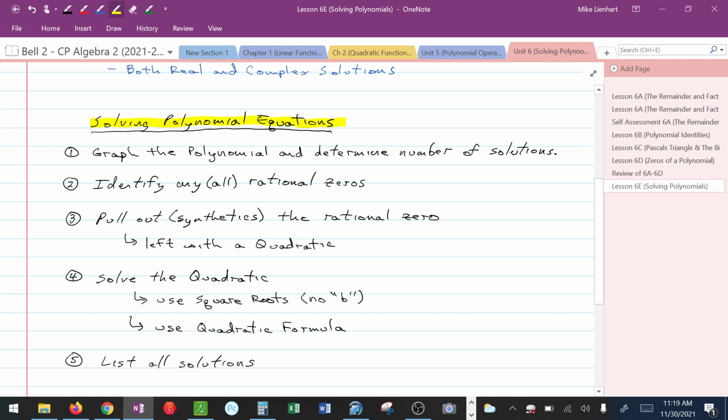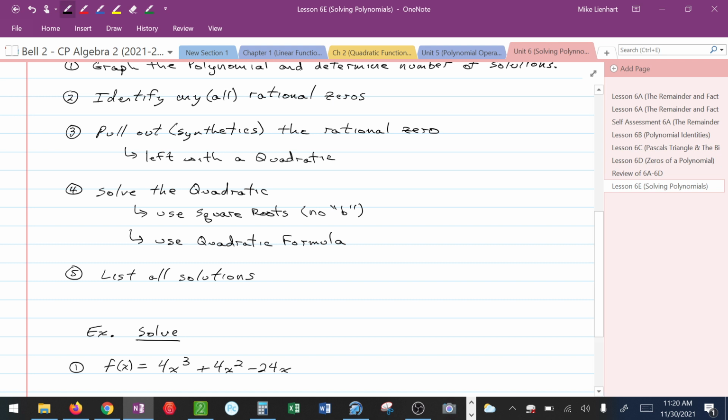We're going to then solve the quadratic, and we're going to focus on two techniques of solving the quadratic. We're either going to use square roots when there's no b, or we're going to use the quadratic formula. And remember the quadratic formula, we use the discriminant technique, but it's the opposite of b plus or minus the square root of b squared minus 4ac all over 2a. And then the last thing we're going to do is list all solutions.